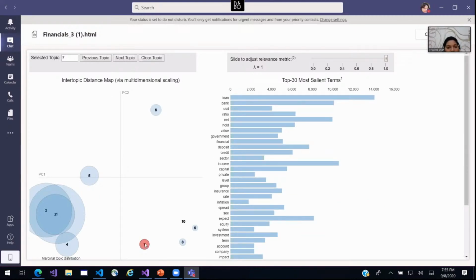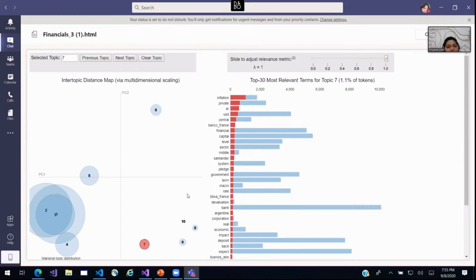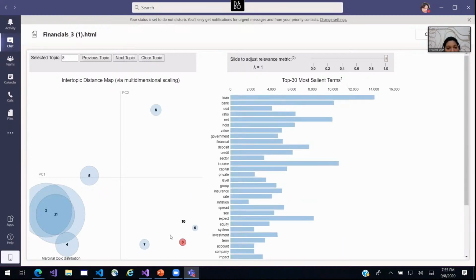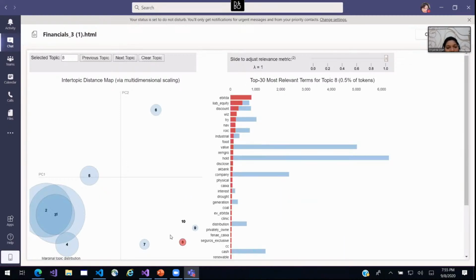When you look at topic 7, it is all about inflation and government terms and macros and stuff like that. Topic 8 would be again ROIC, value, hold. So it gives me a lot of insights about the structure of my documents without me having to individually sift through and try to tag documents by myself.